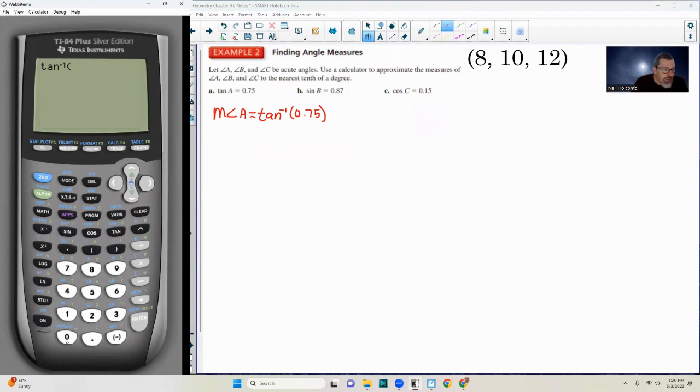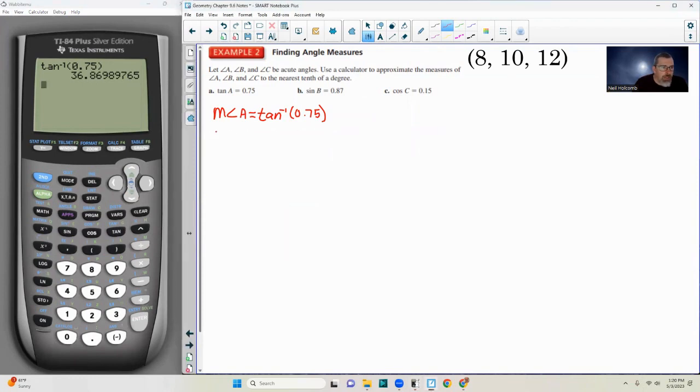And I say 0.75. 0 is optional in front of a decimal. And I hit enter and I get approximately, what's it say? Round to the nearest 10th of a degree. So I go out to the 100th and it's greater than 5. So it gets rounded up to 9. So my answer is the measure of angle A is approximately 36.9 degrees. Okay, pretty simple.